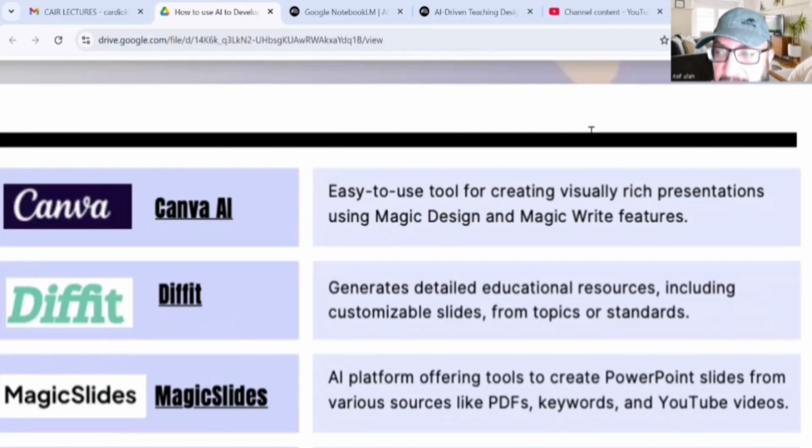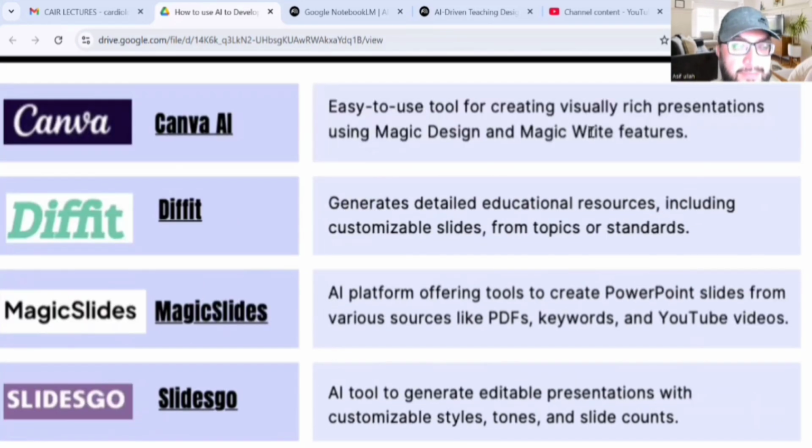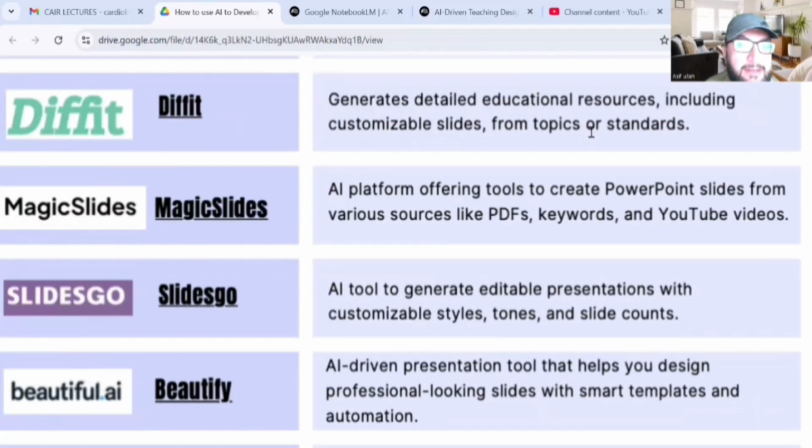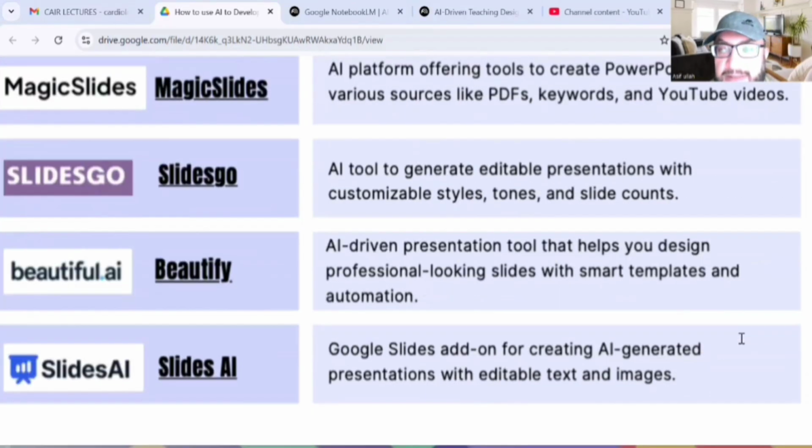Canva AI is an easy-to-use tool for creating visually rich presentations using Magic Design and Magic Write features. DIFFIT generates detailed educational resources, including customizable slides from topics or standards. Magic Slides is an AI platform offering tools to create PowerPoint slides from various sources like PDFs, keywords, and YouTube videos. SlidesGo is an AI tool to generate editable presentations with customizable styles, tone, and slide counts.